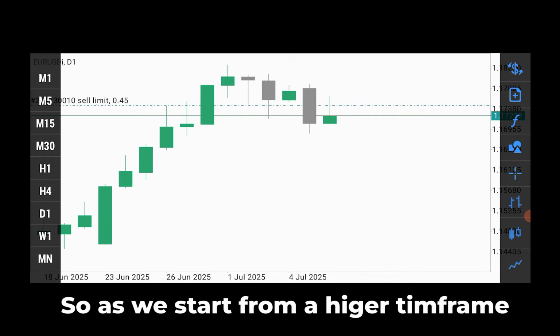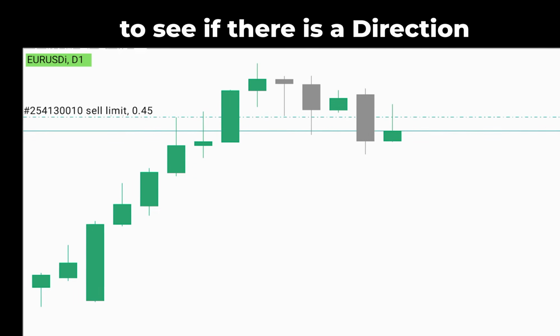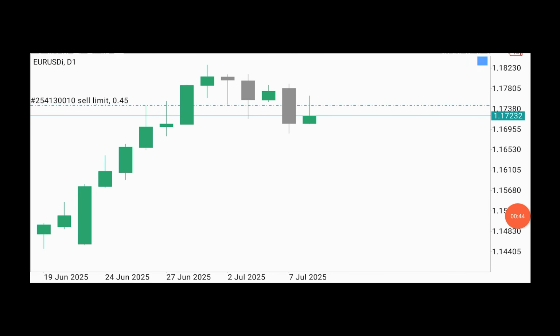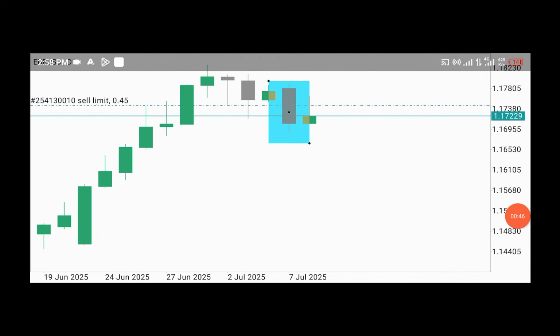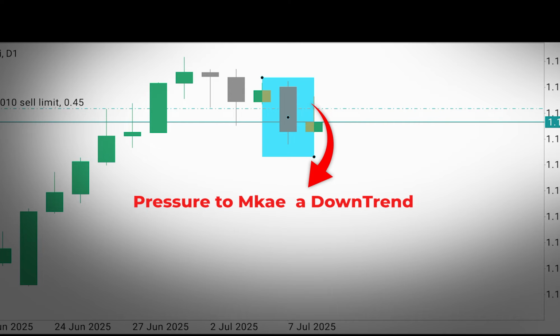As we should start from a higher timeframe, I went up to the daily timeframe to see if there is something that could be a direction for the trade. And there we have an engulfing candle. It means that there is a big push for the market to make a downtrend.